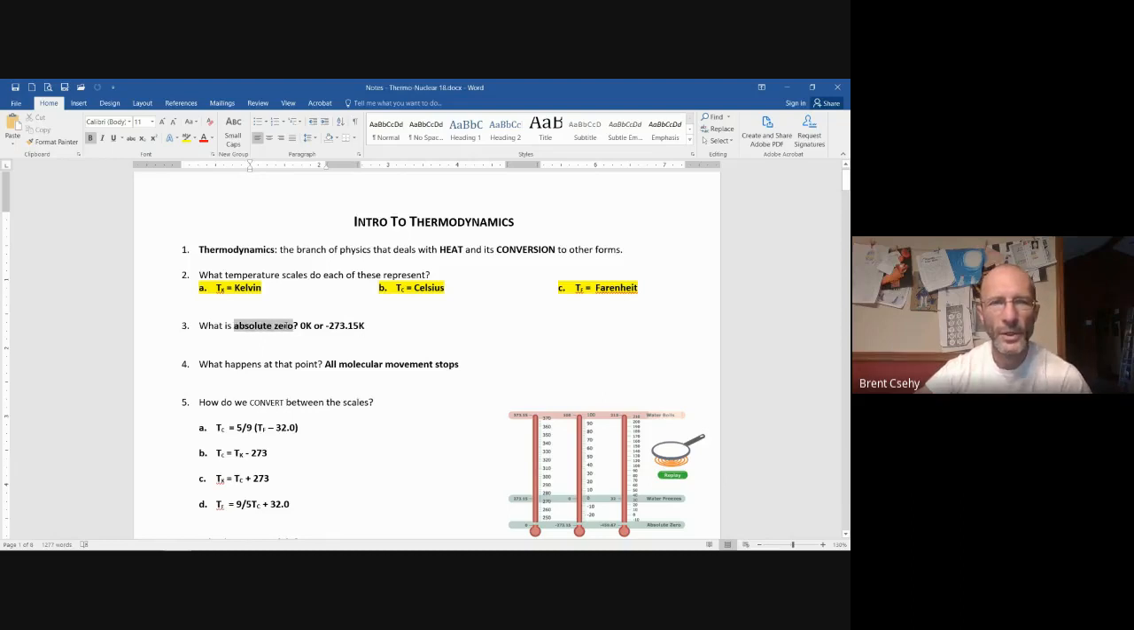You may also be familiar with the term absolute zero. Absolute zero is zero, a zero, not an O. 0 Kelvin, or negative 273 degrees Celsius. Sorry, I did that wrong, that should be degrees Celsius. Now, according to legend, we haven't actually ever achieved absolute zero.